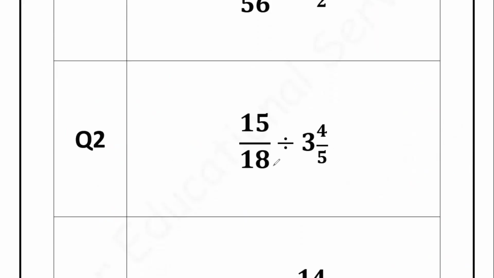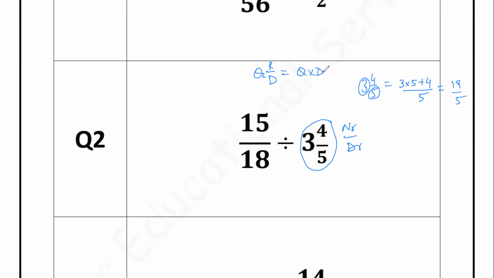15 over 18 divided by 3, 4 by 5. So first we simplify this into numerator and denominator, and then we'll flip it. So what is 3, 4 over 5? Remember it is 5 into 3, or you can say 3 into 5, however you wish, plus 4 upon 5. So that is 15 plus 4, 19 over 5. Got it? Remember, it is quotient remainder upon divisor, which is quotient into divisor plus remainder upon divisor.